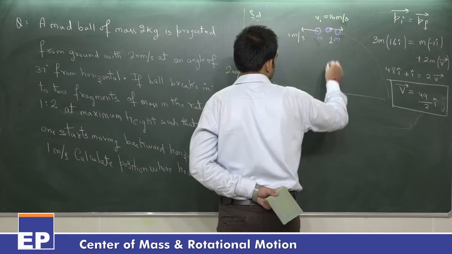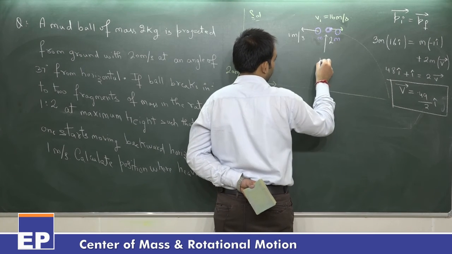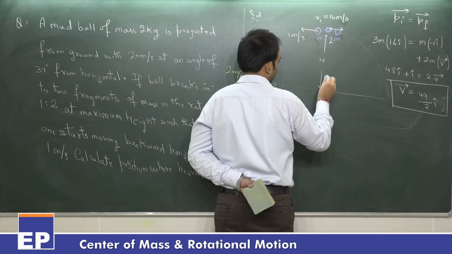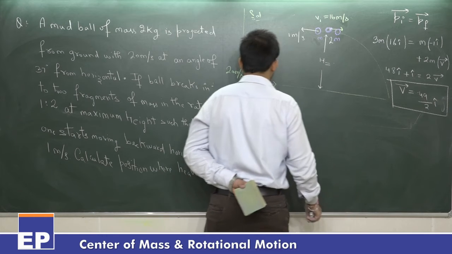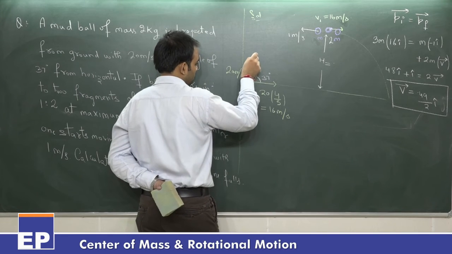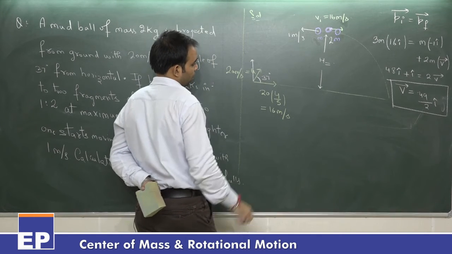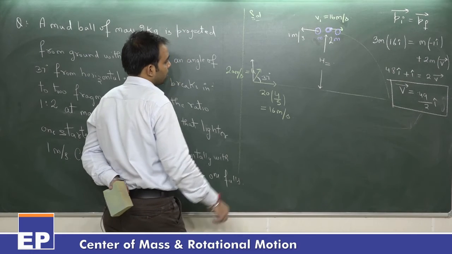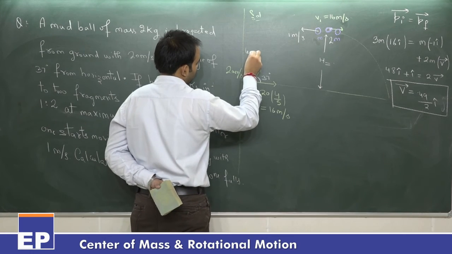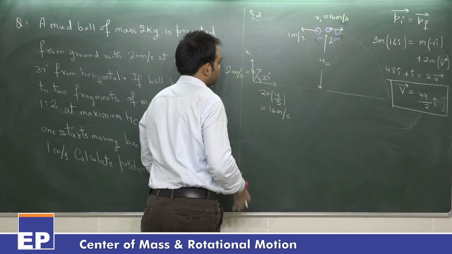And what is the height from where it falls? It is u square sin square theta by 2g, the uy square. What is uy? That is u sin 37. Sin 37 is how much?